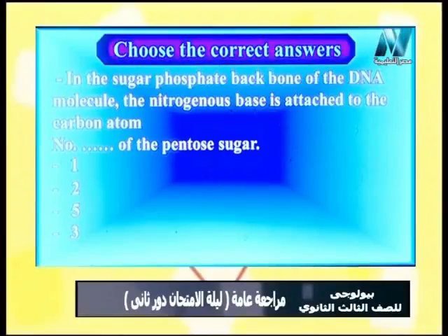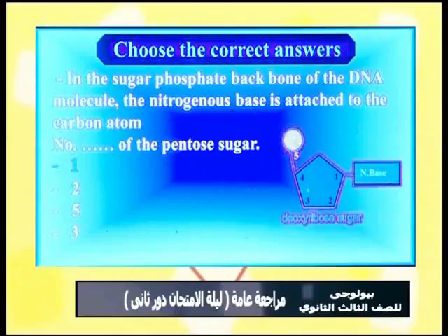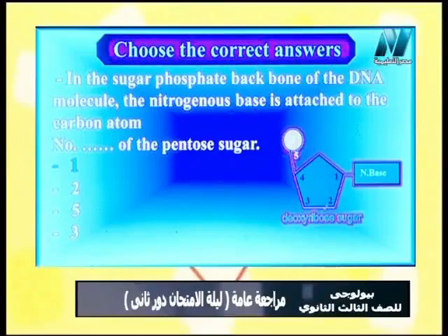In the sugar phosphate backbone of the DNA molecule, the nitrogenous base is attached to the carbon atom number dots of the pentose sugar. بيسأل حضرتك the sugar phosphate backbone. خلي بالك هو بيركز كده على انه بيسأل في الباكبون. The nitrogenous base is attached to the carbon atom number كام؟ دي من النيتروجينوس بيز attached to the carbon atom number 1.